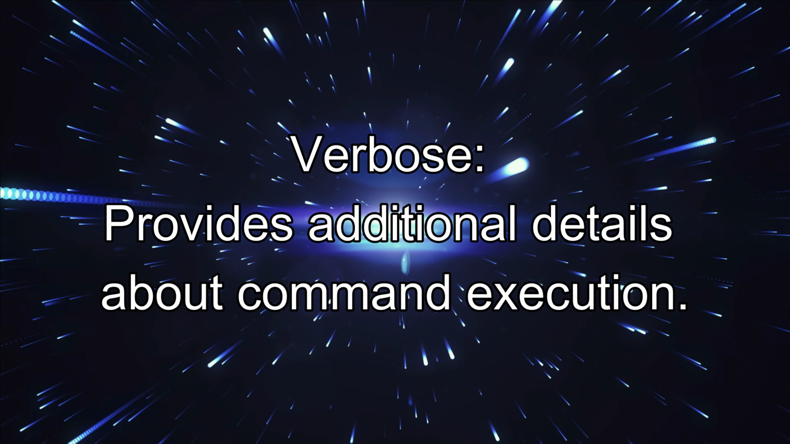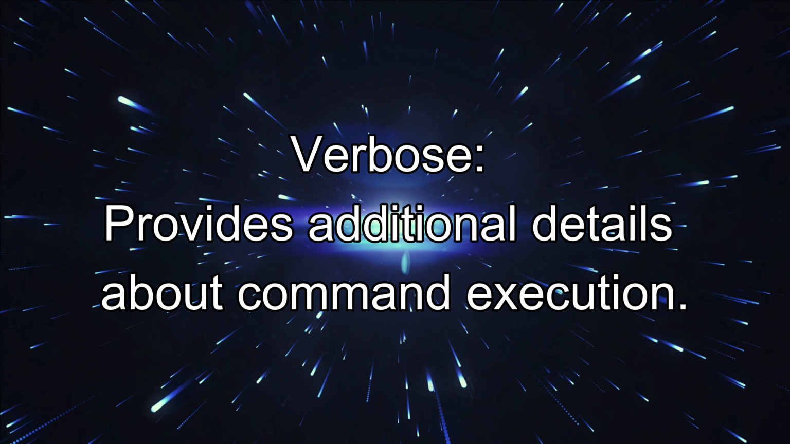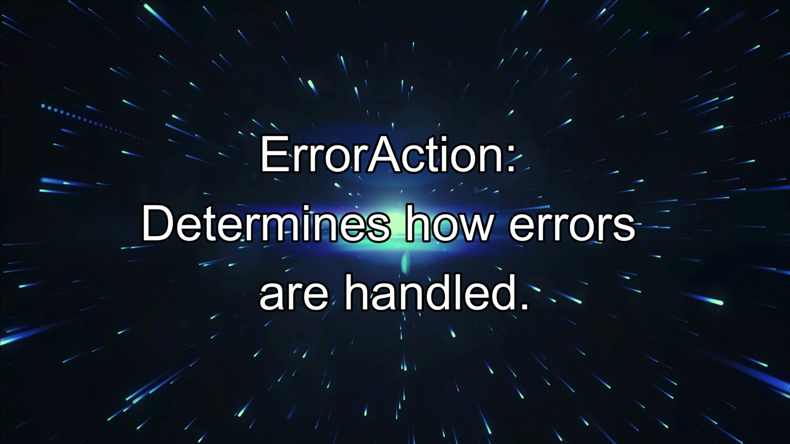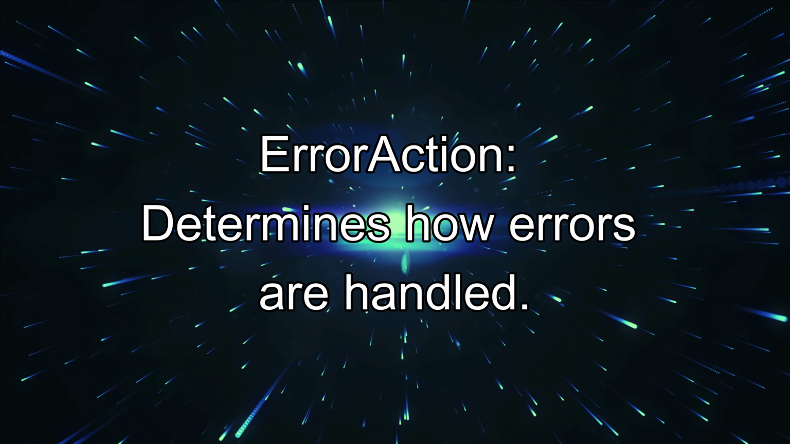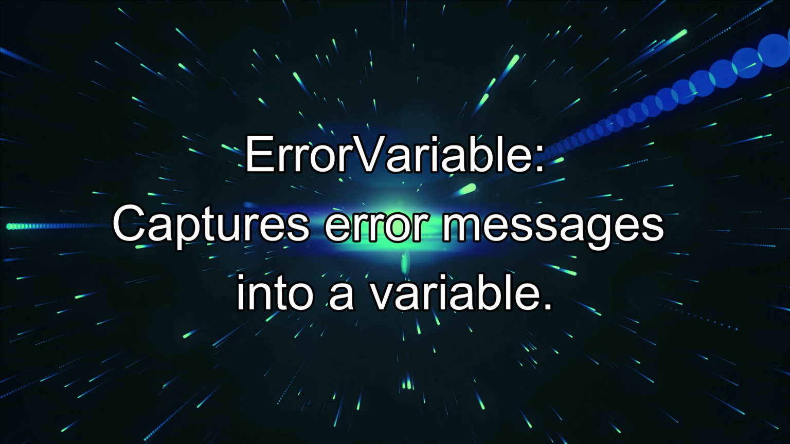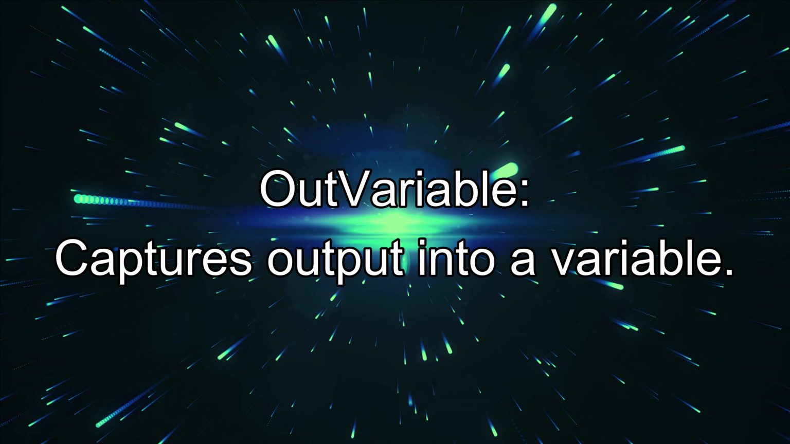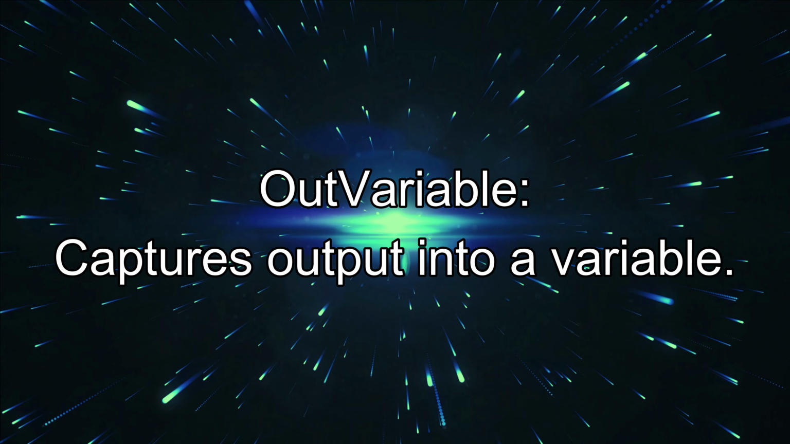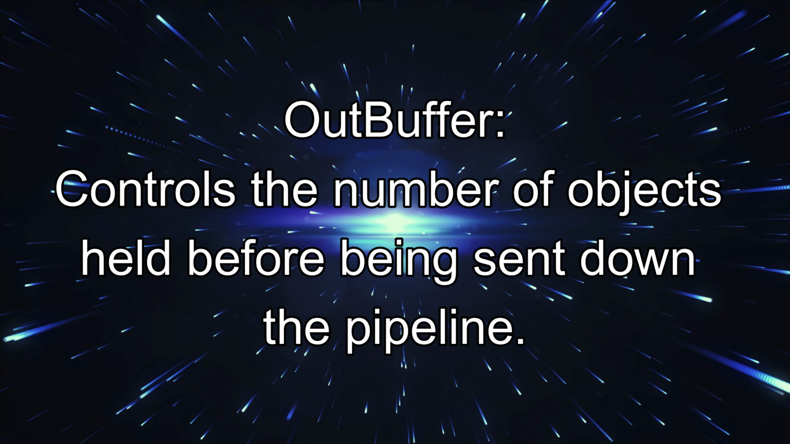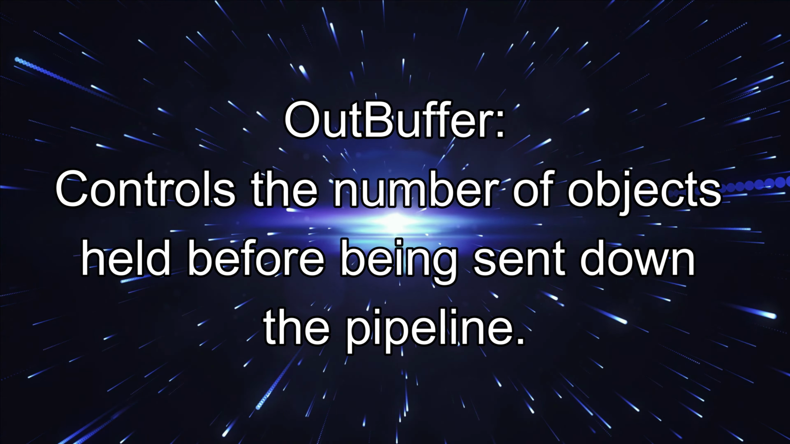First of all, PowerShell is going to add in the common parameters. Verbose provides additional details about command execution. Debug provides debugging information. ErrorAction determines how errors are handled. ErrorVariable captures error messages into a variable. OutVariable captures output into a variable. And OutBuffer controls the number of objects that are held before sending them down the PowerShell pipeline.